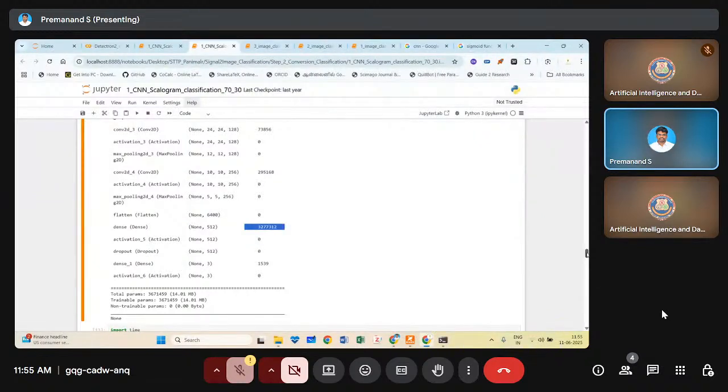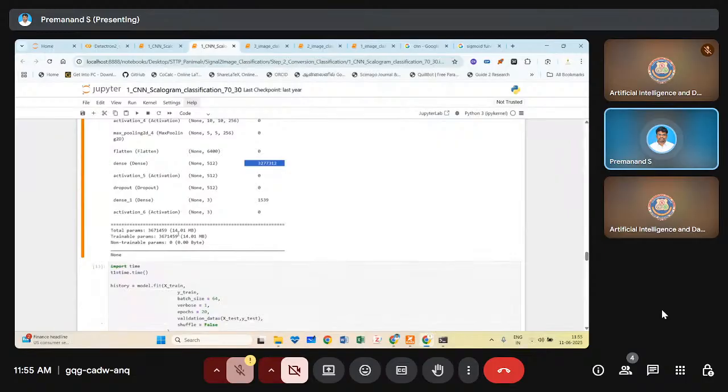Okay, for this particular data set and this particular specification, these many features have been extracted. We don't know what the features are, but 36 lakhs and 71,459 features got extracted from the particular data set.